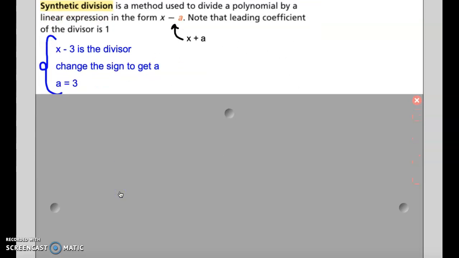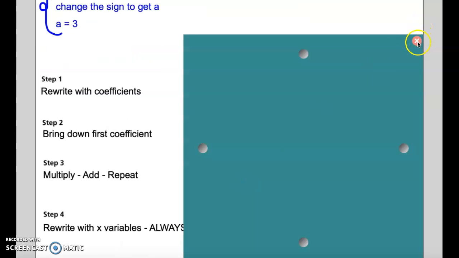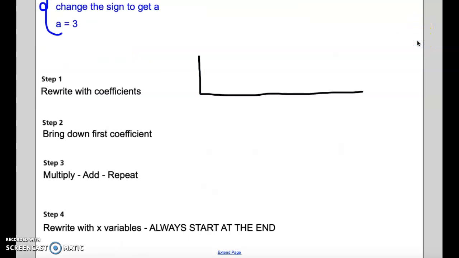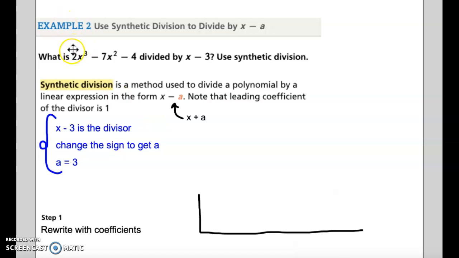Okay, and now these steps, if you would like to write them down, these are the steps. And right now, if you want to pause it and jot this down, you can. Right now, those steps don't really mean too much, but it will when we do this first practice problem. Okay, so the first step, rewrite the coefficients. So we have to remember that coefficients are the numbers in front of the variables.